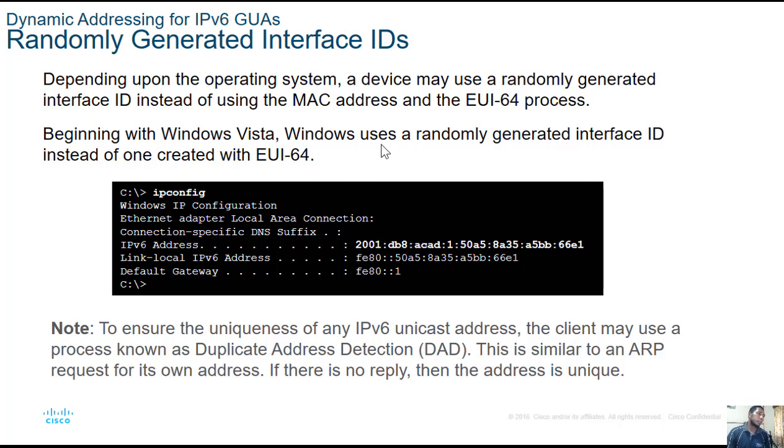Because it's randomly generated, we need to ensure there's no duplication of address. So it uses a process known as DAD, or duplicate address detection. Whenever a device randomly generates its own interface ID, it sends out a message informing the other devices about its own address. If it doesn't receive any response, then it assumes the address is unique and there's no duplicate existing on the network.